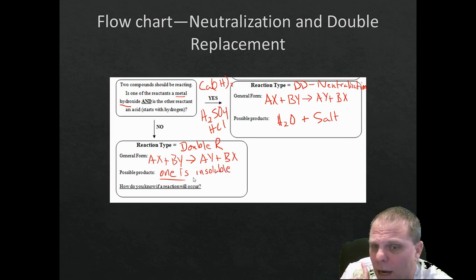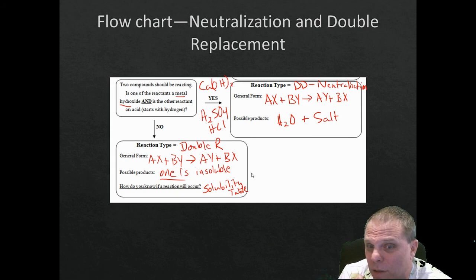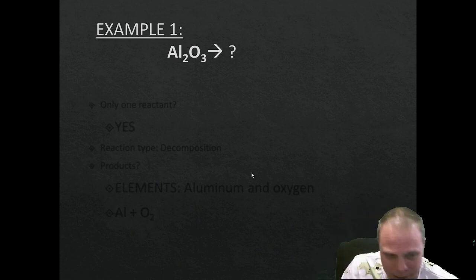If you've just got to pay attention to the fact that one of them is going to turn into a liquid, gas, or solid. How do you know if a reaction will occur? Again, there is a solubility table that we will look at later on, but we haven't showed you that yet. So right now, we just assume that they all occur. All right. So that's how you can determine if reactions take place.